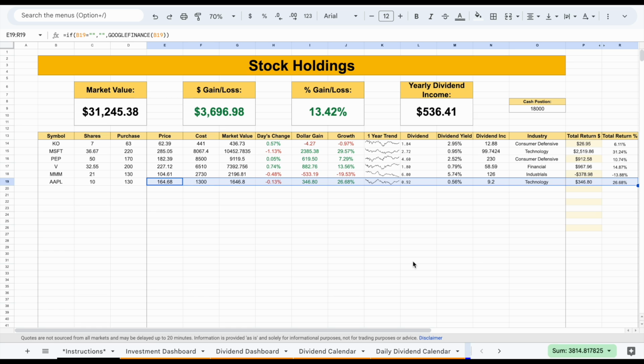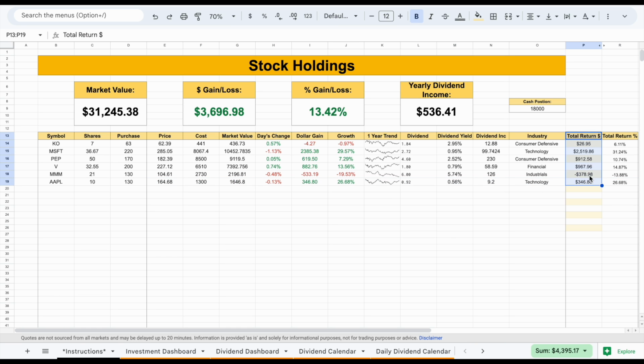But if we jump over to our stocks tab, you're going to notice something new. We have two new columns. We have a total return for dollars and a total return for percentage. And we did already have some metrics like that listed right here, but the difference is these two columns are going to include the dividends we've received from each of these positions, and I think that's very important.